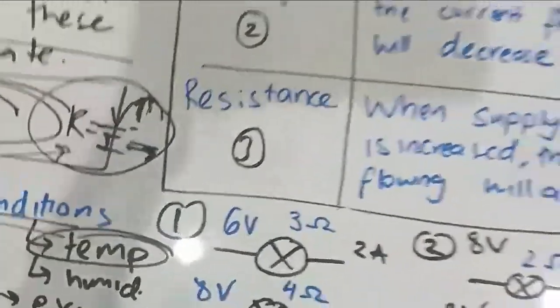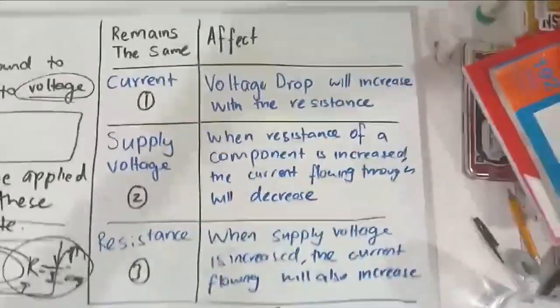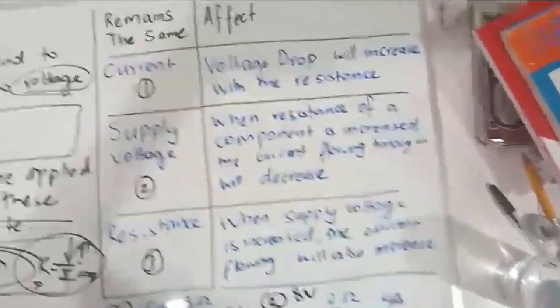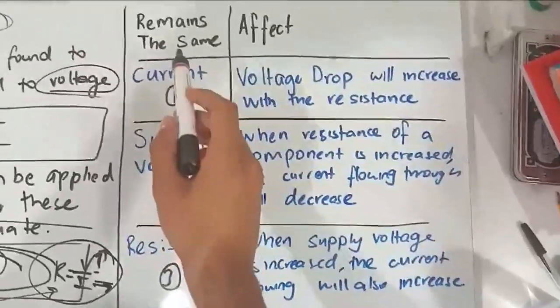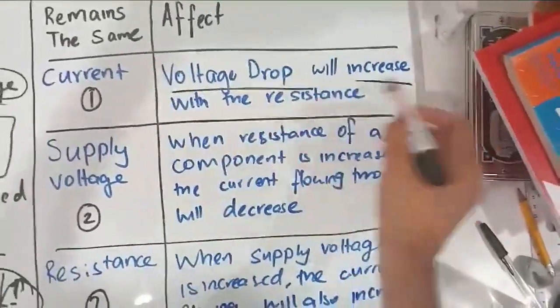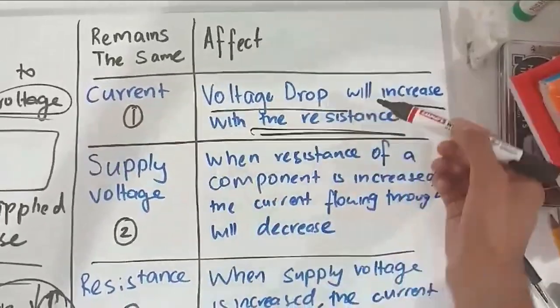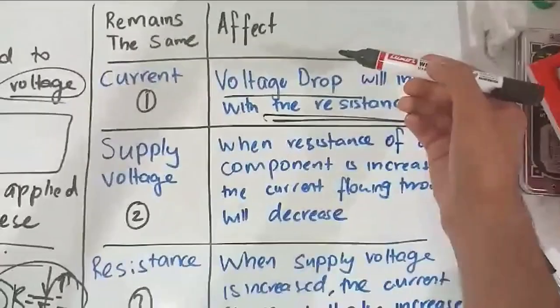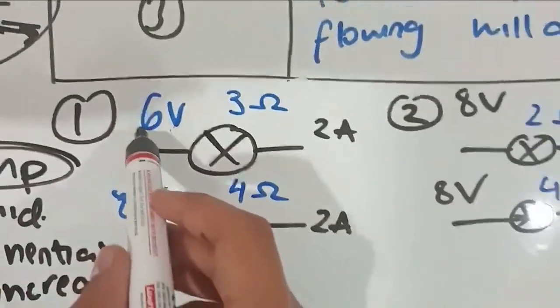Okay, now let's look at some key points. This is an important table that we should all know, and it will help us with our understanding of Ohm's law. Okay, so let's look at case 1. Let's say the current remains the same. That means voltage drop will increase with the resistance. So if the current remains the same and I increase the resistance, the voltage drop should also increase. So let's look at an example of this. So here I have 2 circuits. With the first one, I have 6 volts of energy. The resistance.